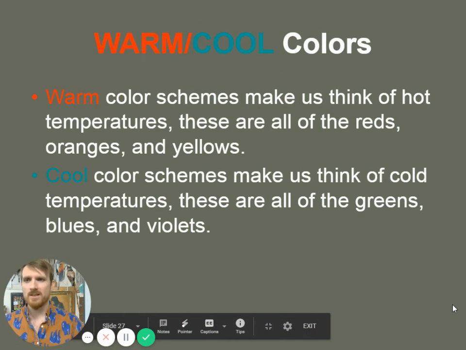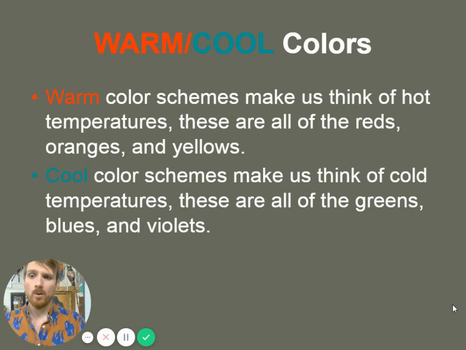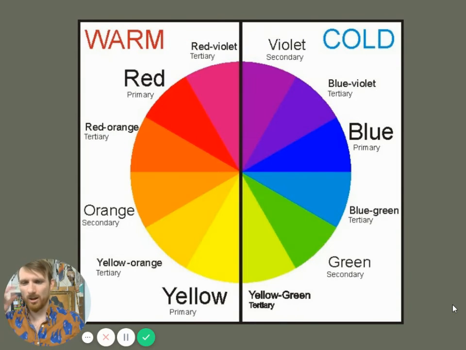We also have color schemes called warm colors and cool colors. Warm colors are exactly what you think about. They're colors that are associated with temperature. These are reds, oranges, yellows. Cool colors make us think of cool temperatures: greens, blues, and violets. If we throw that on the color wheel, I like this warm, cool breakdown for the most part. Generally, there are going to be more colors that are associated warm than cool, but you can see our color wheel breakdown.